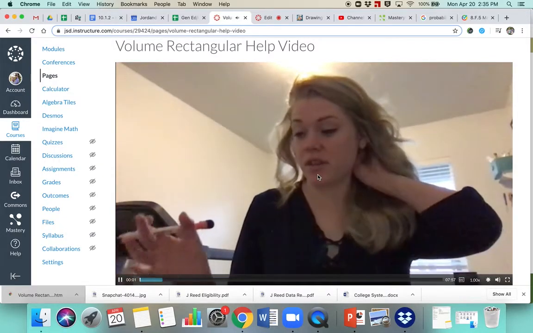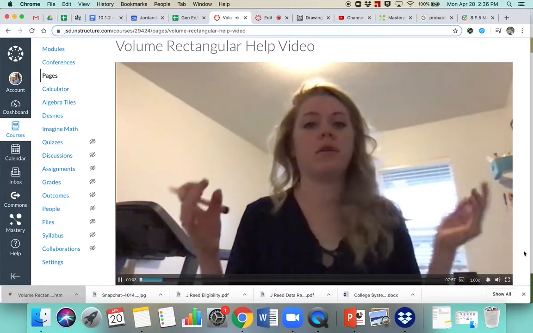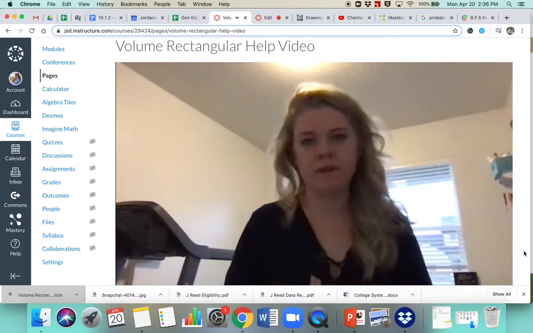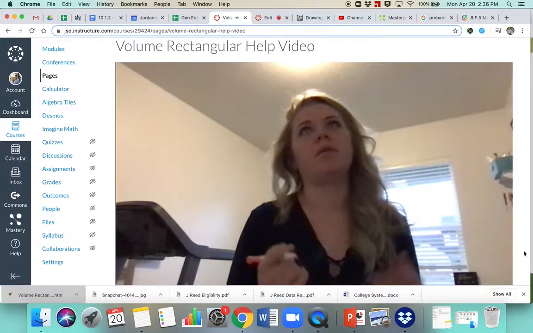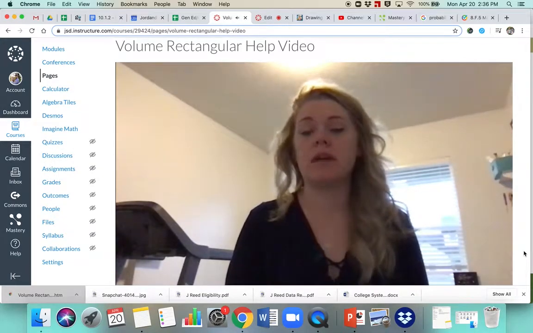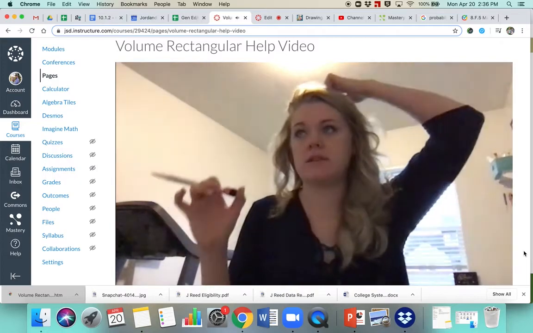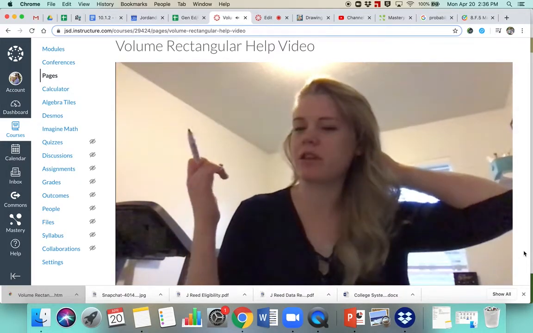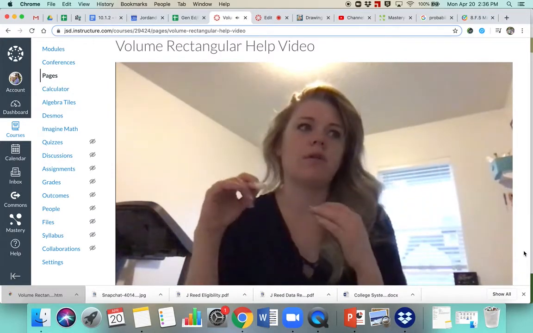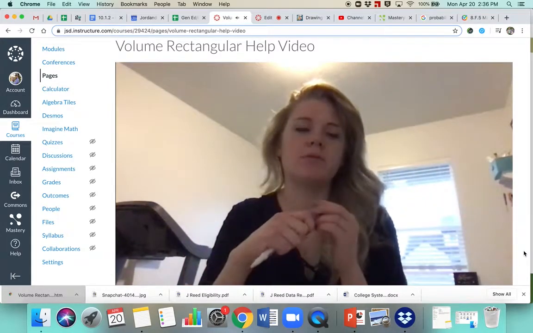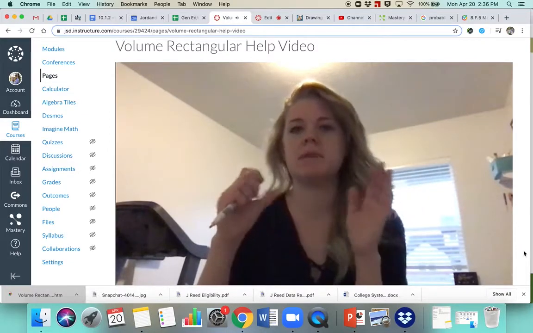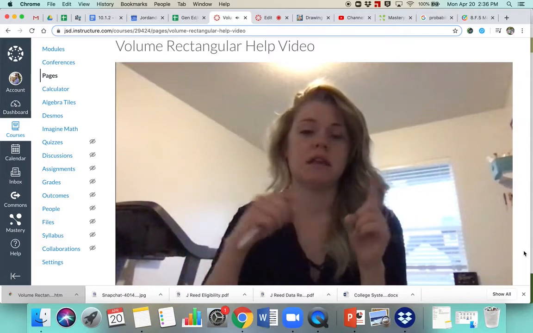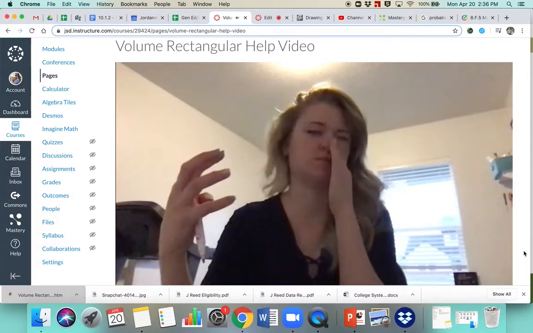Okay, so the formula for the volume of a rectangular prism should be fairly simple. Now, the word rectangular prism isn't as simple because prism isn't always something you think of when you think of math. You think of more like science. So a rectangular prism, just think of the word rectangle and prism, meaning it's a 3D shape. So a rectangular prism is a shape that is a 3D rectangle.